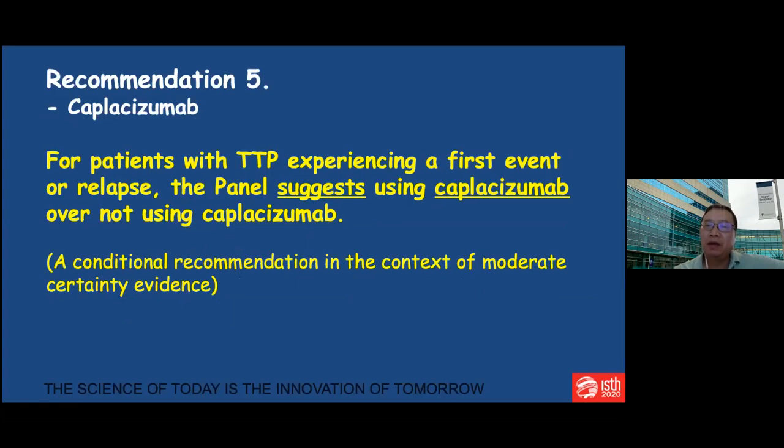For every patient in the acute setting, now or relapse, every patient, the panel suggests to use caplacizumab over not using it. So that's what the recommendation is about.